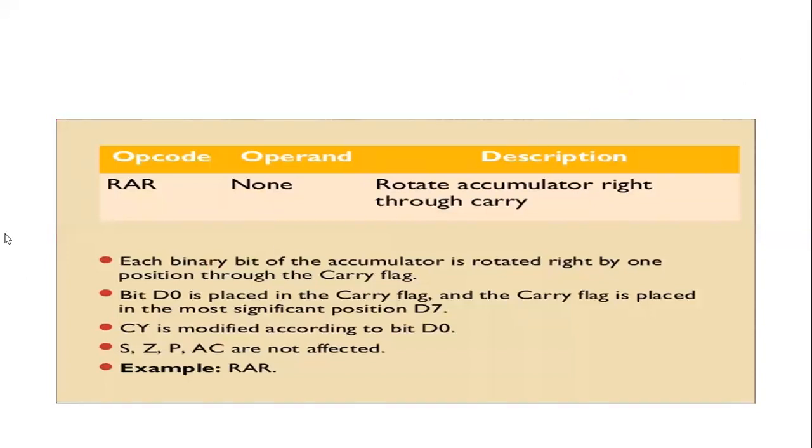Then the next opcode is RAR, that is rotate accumulator right through carry. So here each binary bit of the accumulator is rotated right by one position through the carry flag. So bit D0 is placed in the carry flag and the carry flag is placed in the most significant position, that is D7. And then the carry flag is modified according to bit D0 and the other flags are not affected.